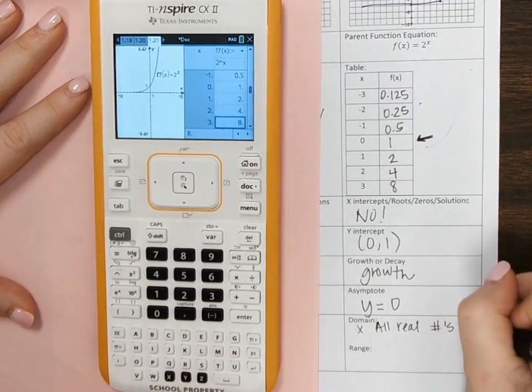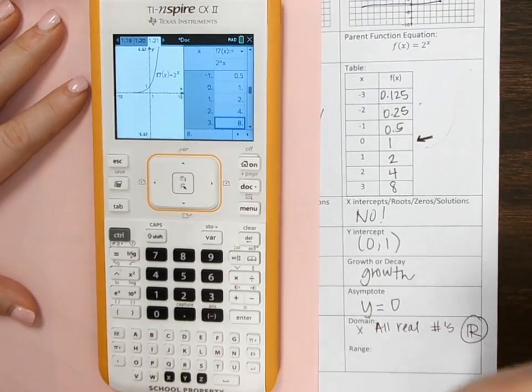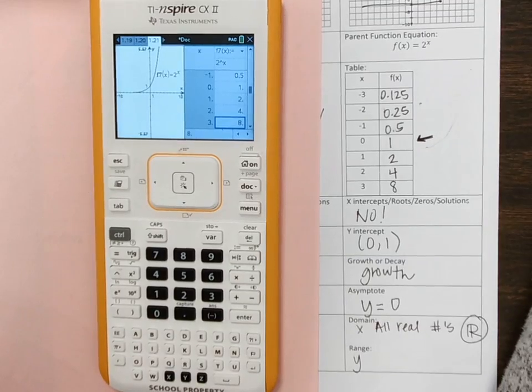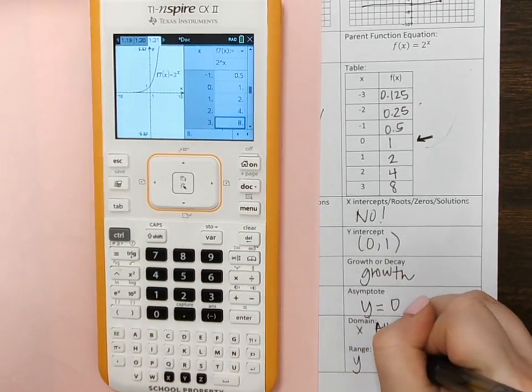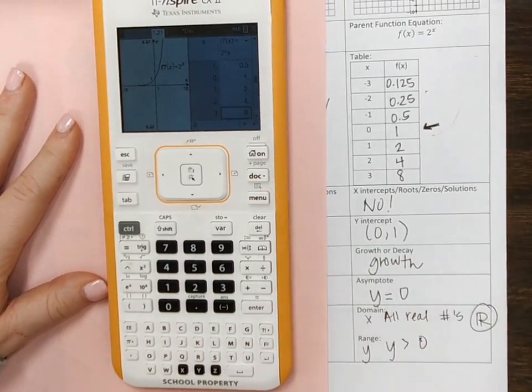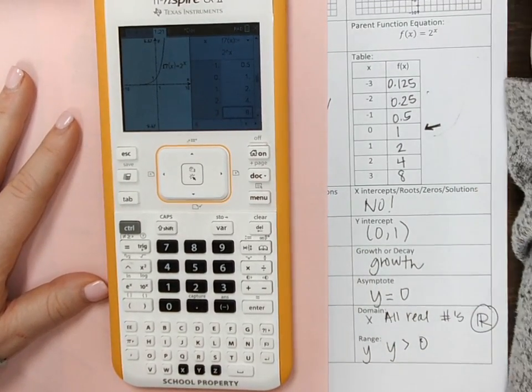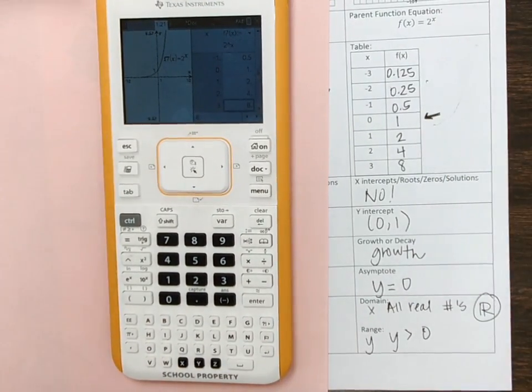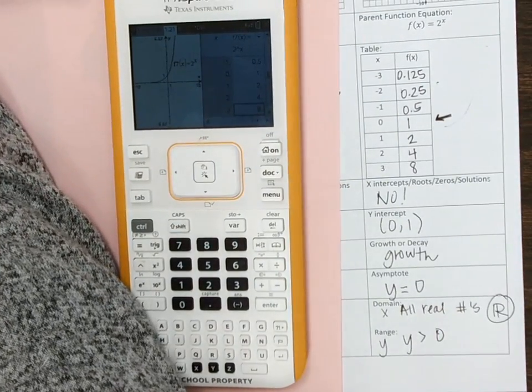Or you can use the fancy R. And lastly, your range is your y values. Remember, this is dependent upon your asymptote, and your asymptote is right here at 0. Your graph is above that, so we're going to say y is greater than 0. It's not equal to, because it's never going to touch 0 because of that horizontal asymptote. Okay? So, you should have it all done. Ask the sub if you have any questions.